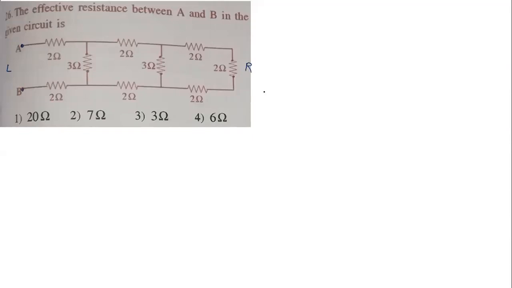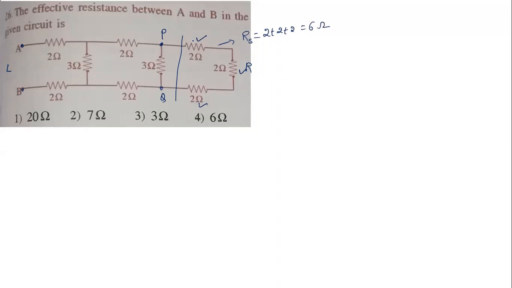Now I'm going to take 2 points here, let's say P and Q. Look now, if I take these 2 points P and Q, this resistor, this resistor, this resistor. What combination? This is a series combination. So the effective resistance is these 3 in series, 2 plus 2 plus 2. You get 6 ohm.